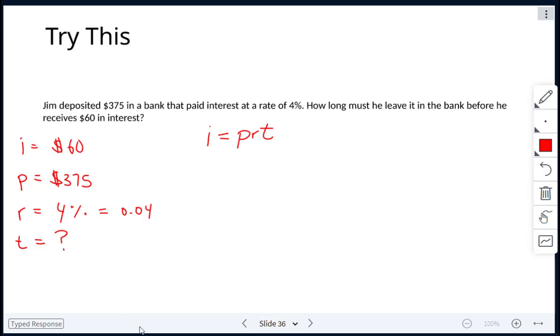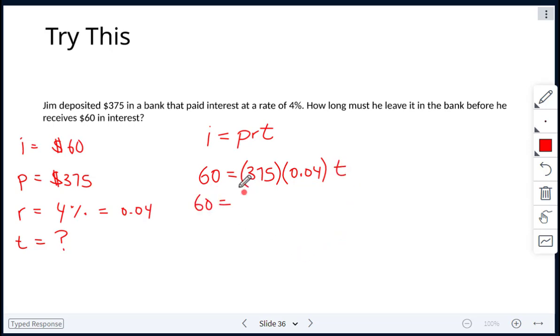For this next example, we've already listed out everything we know, and it is the time that we are solving for. The interest is 60. The principal amount is 375. The rate of interest is 0.04, which was the 4%. And then T is what we are solving for.